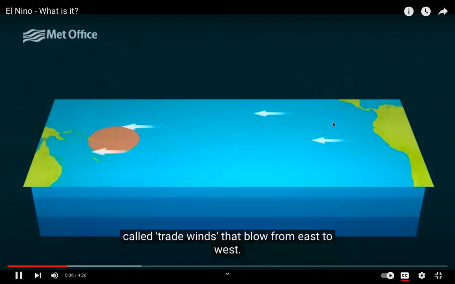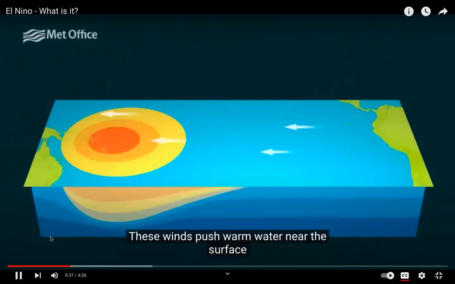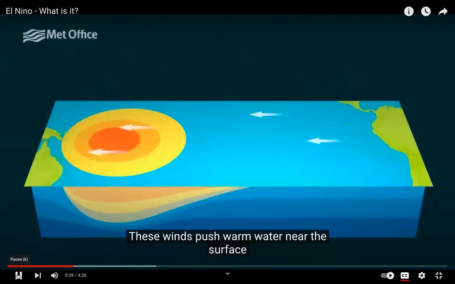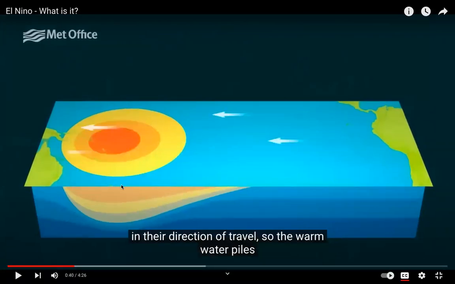Yeah, this is what I said, the trade winds. These winds push warm water near the surface in their direction. And you can see this is warm water. And the warm water will go to this side, and here warmest. And then little by little, the cool water is there in the bottom.